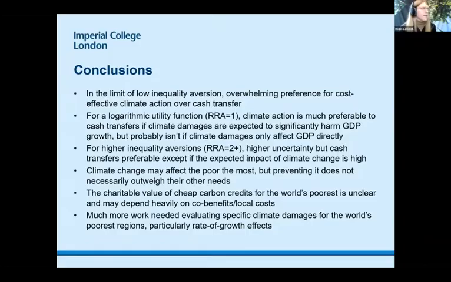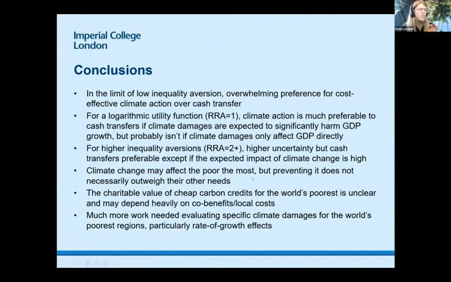So the conclusion from this is simply that in the limit of low inequality aversion, you basically will always have an overwhelming preference for cost-effective climate action over cash transfer. However, for logarithmic utility, while climate action is preferable to cash transfers if the climate damages are expected to significantly harm GDP growth, under relatively weak GDP damages, that is not the case. And for higher inequality aversion, you have much higher uncertainty because you simply have a wider spread of possible social cost of carbon. However, on average, in most cases, you would expect that you would want to directly transfer money to the poorest instead.